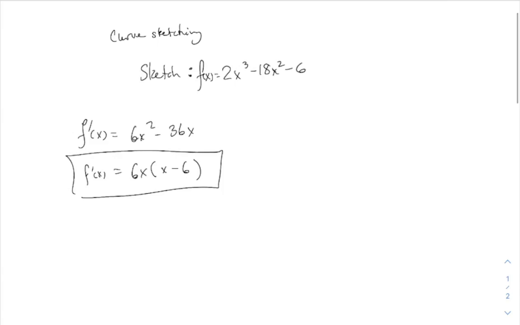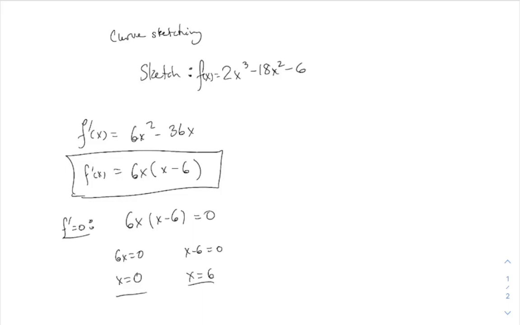To find the critical numbers, I'm going to set that equal to 0, and also say when this does not exist, although this one always exists because it's just a polynomial. You don't have to worry about the denominator being 0. So anyway, f'(x) = 0. This will give me the critical numbers. 6x(x - 6) = 0. 6x = 0, so x = 0 is one, and then x - 6 = 0, so x = 6 is another. So these are my critical numbers.